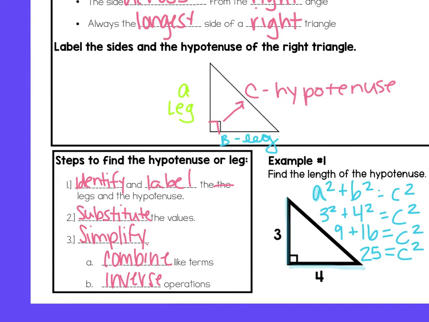So this would technically be the area of a square. If I drew a square coming off of this side right here, that would be the area, 25. But we want to find just this length right here. To do that, we have to do the inverse, which the inverse of squaring a number is taking the square root. So we're going way back to the beginning of the year. And the square root of 25 is 5. So C equals 5.